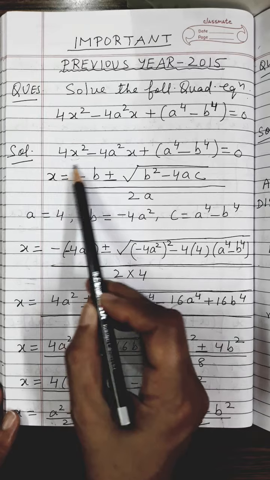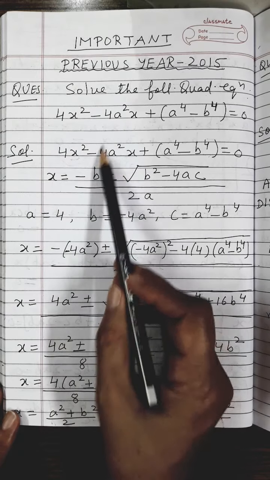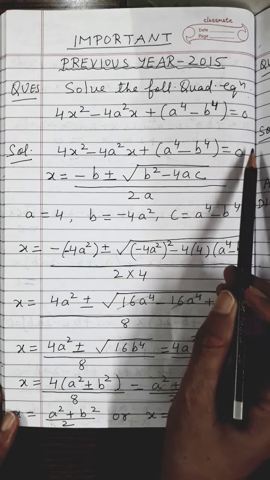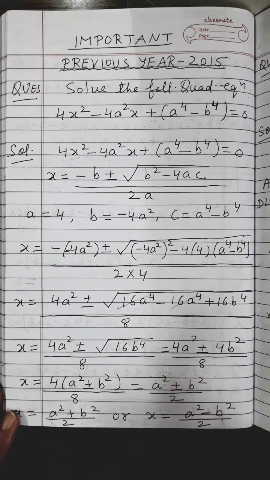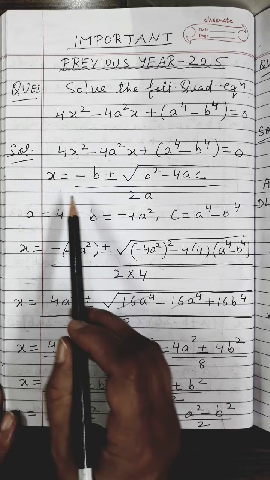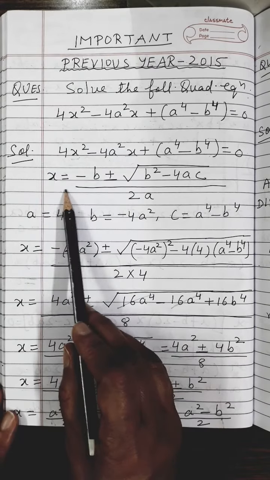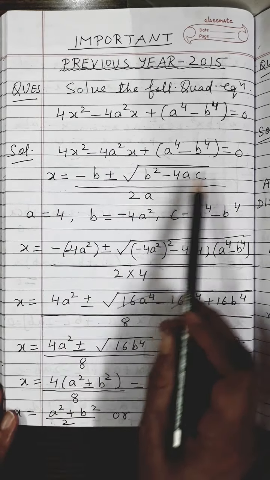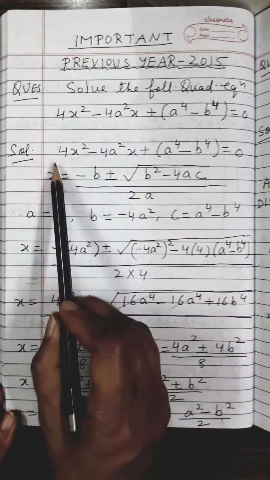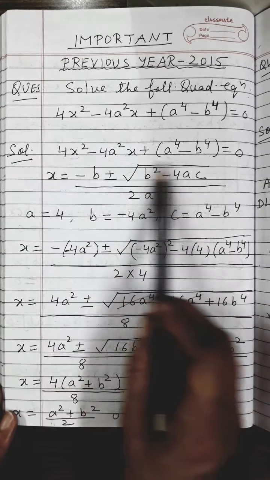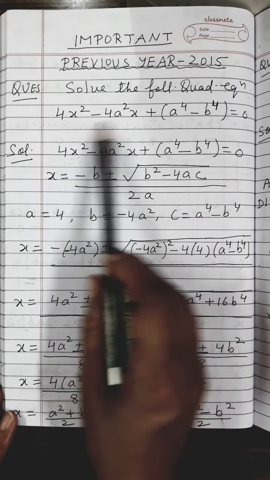So it is of the form ax² + bx + c = 0. This is the standard form of a quadratic equation. So I write down the quadratic formula which we are already familiar with: x = (−b ± √(b² − 4ac)) / 2a. Now compare this equation with the standard form and pick up the values of a, b and c.